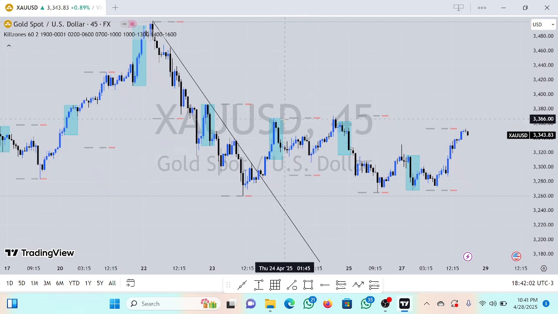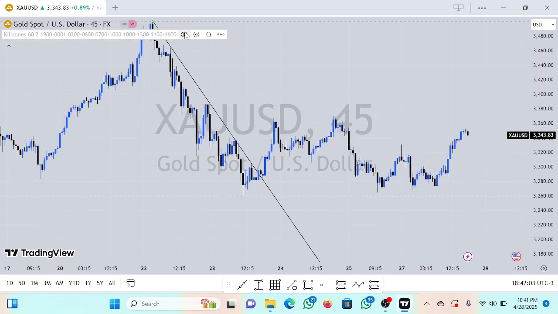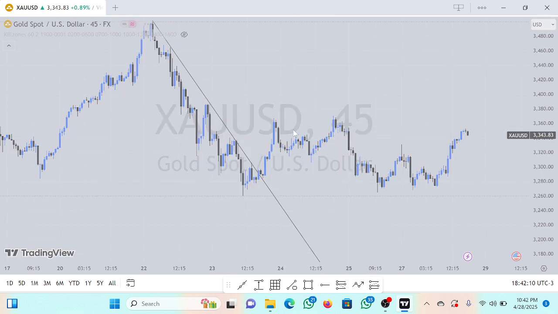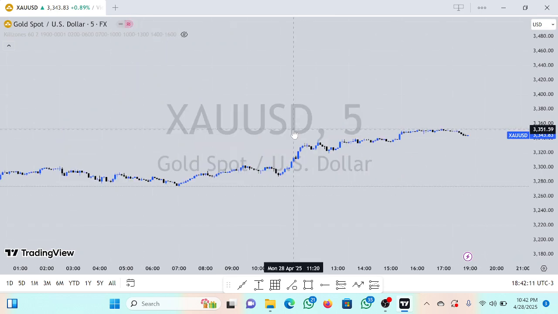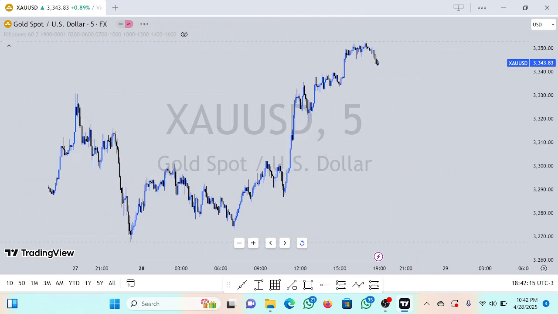Then how did I catch the market there? Let's say I'm on 45 minutes, going to the 5 minutes time frame. Let's see if we could see some beautiful opportunity to engage ourselves in it.